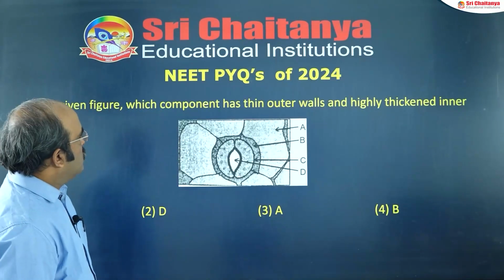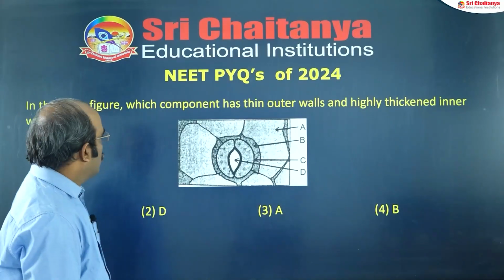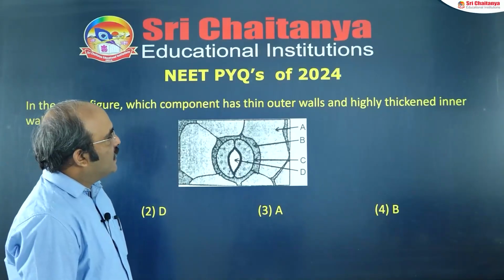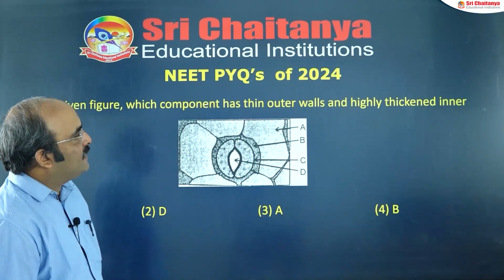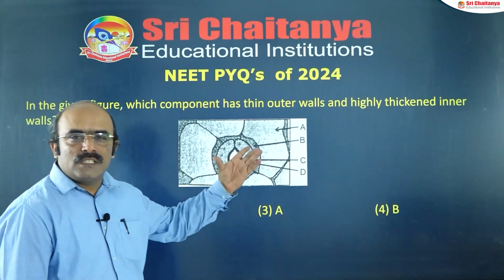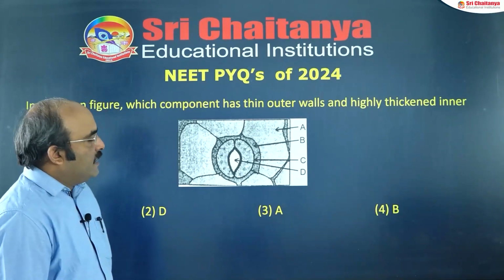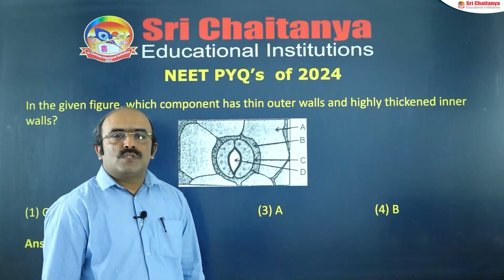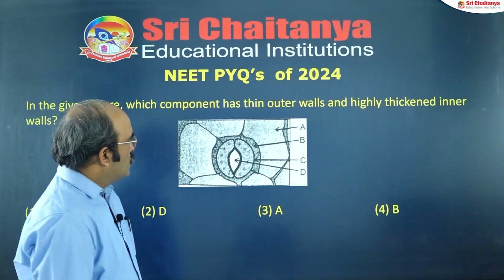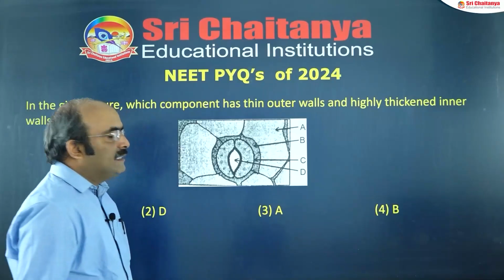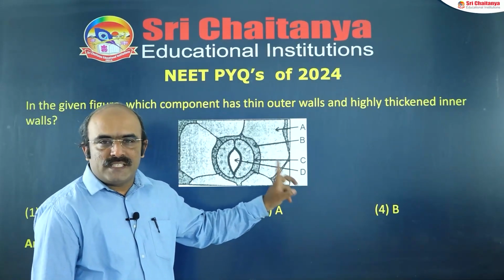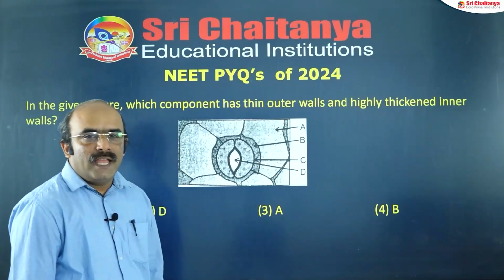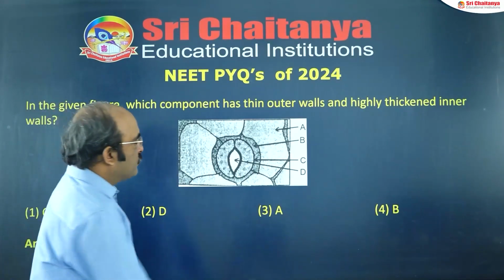Then another question which has appeared in 2024 question paper: in the given figure, which component has thin outer walls and highly thickened inner walls? So this is the diagram of a stomatal apparatus, that of a dicot. So you can see the guard cells which are supposed to be bean shaped or kidney shaped. So you can see that the guard cells are labeled here as alphabet C. So the first option, C, those cells, the inner walls are thick and outer walls are thin.